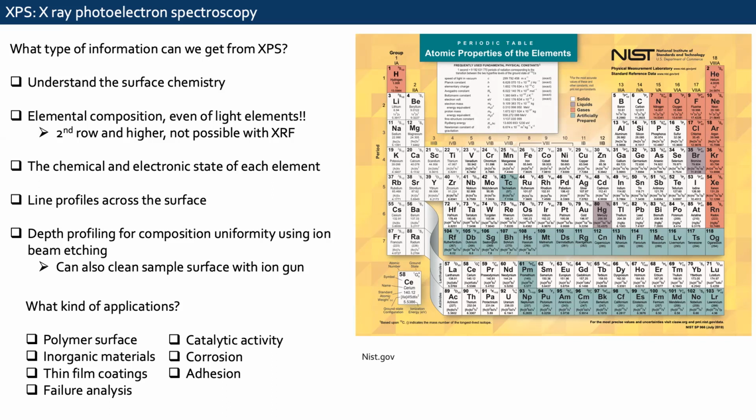You can also do depth profiling. So they have this thing called ion etching using a cluster gun. With that, you basically bombard your sample with ions, and you can remove a small amount of that surface layer, take a measurement, and then use the ion gun again and keep going to get some sort of depth profiling for composition, which is useful in certain circumstances. And that ion gun you can also use just to clean your sample surface.